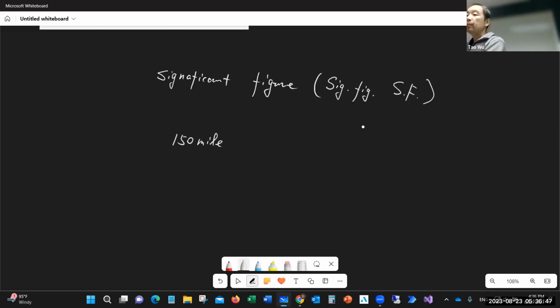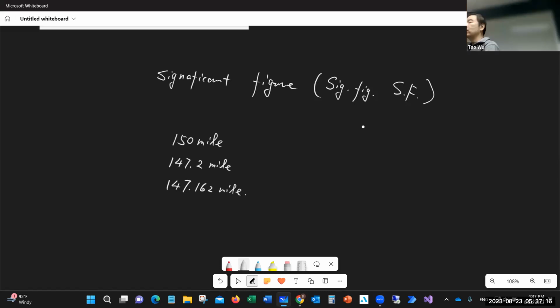And if I look at my Google Maps, it may be more accurate. It's 147.2 miles. Well, there's some other, more accurate GPS satellite that can show a number like 147.162 miles.